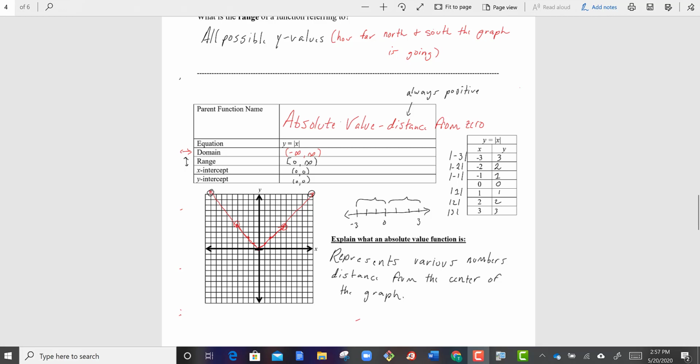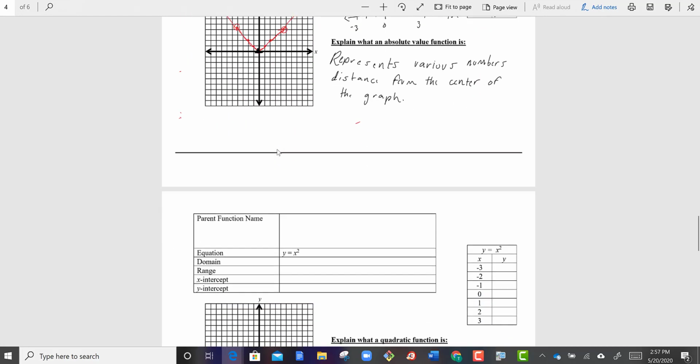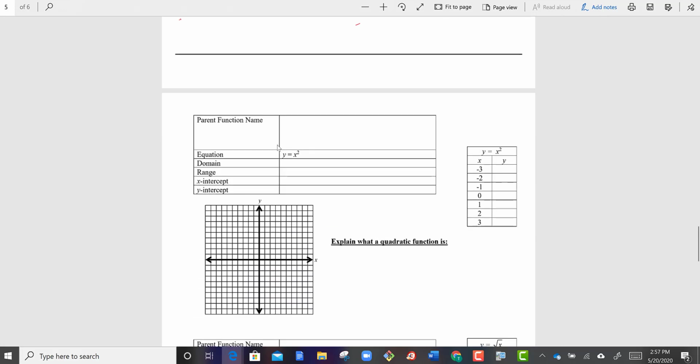All right, and then finally I defined what an absolute value function is. We talked about this, but it represents various numbers' distance from the center of the graph. A lot of times we say distance from 0, but it's only the distance from 0 in this case because the vertex is at (0, 0). So sometimes that vertex can get shifted. So the distance is not necessarily the distance from 0, but instead it's the distance from the center of the graph.